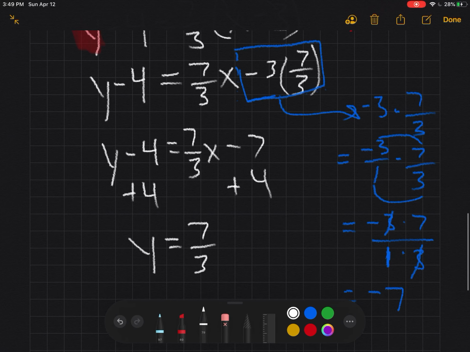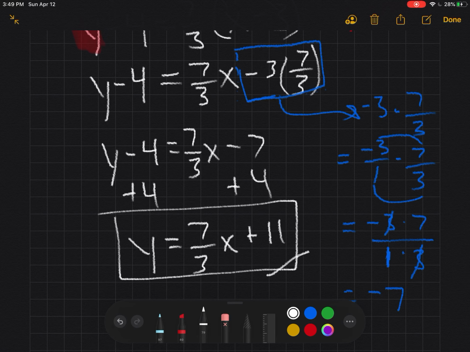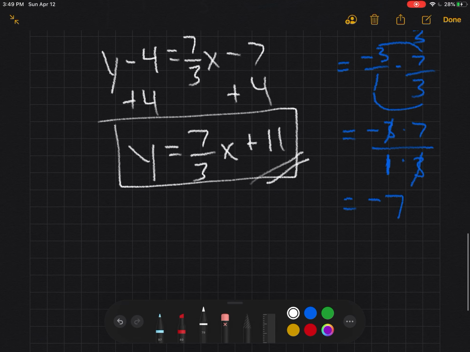Then we have y minus 4 equals 7/3 x minus 7. I add 4 to each side, and I get y equals 7/3 x plus 11. And that's it for this one.